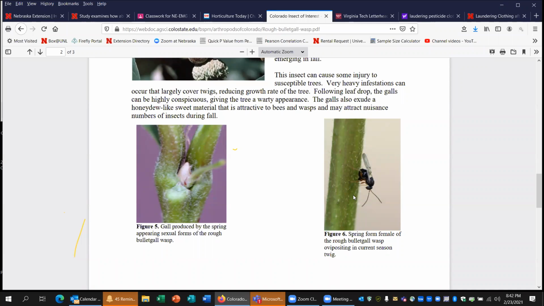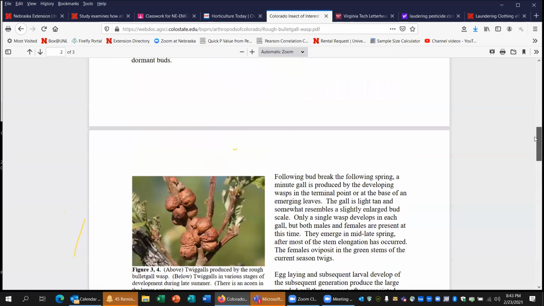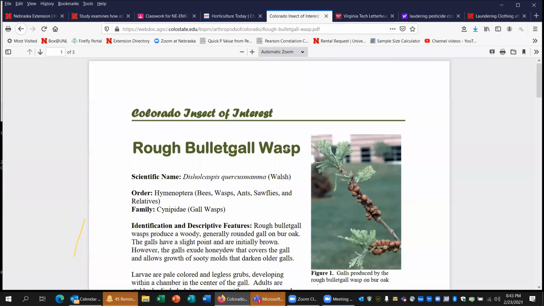So it's always good to search. And when we use an out-of-state material, we have to be able to discern, does it fit our conditions and our environment? Or does it have some great piece that we can share, like a picture. So for instance, if we like this picture, we can right click and select our picture. We can save our picture as, or we can take a screenshot. We can save the picture and use it as long as we give proper credit to the source and who wrote the article.